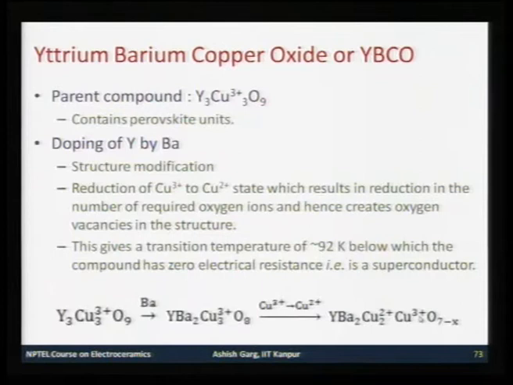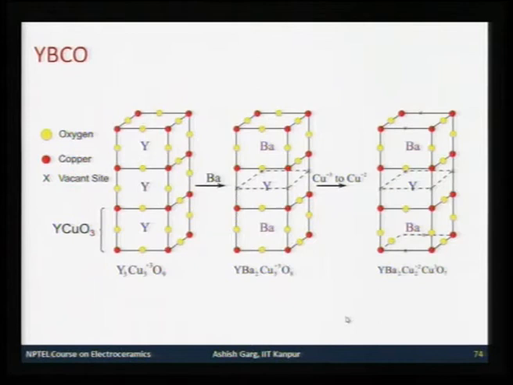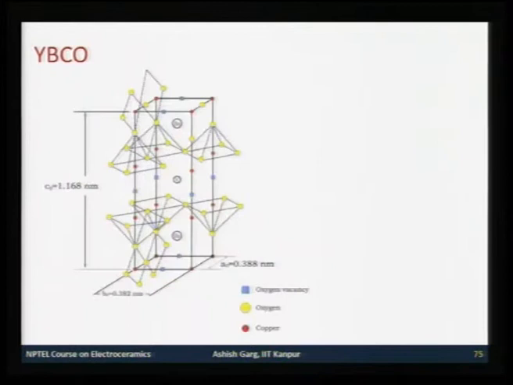So the structure changes like this: you have Y3Cu3O9, followed by YBa2Cu3O8, and then Cu 3 plus to 2 plus formation of YBa2Cu2(2+)Cu(3+)O7. So the structure remains similar, orthorhombic, but as a result of the substitutions and reduction in the oxidation state, you have vacancies of oxygen, and these crosses are nothing but vacancies of oxygen, and this also leads to changes in the coordination of copper atoms.